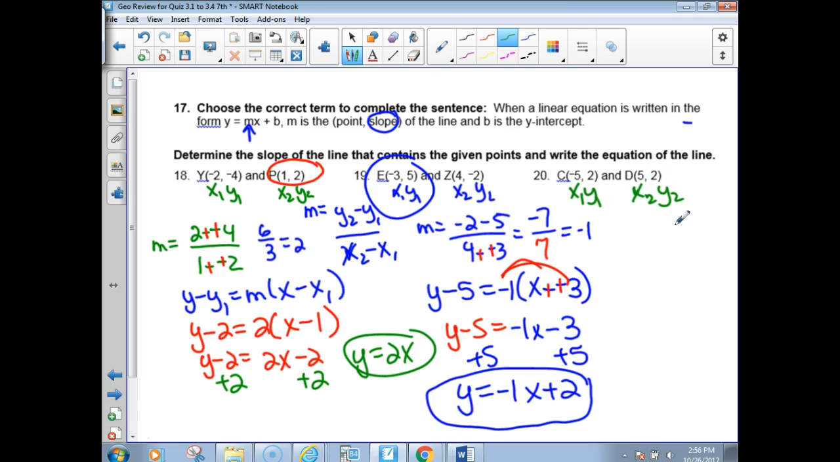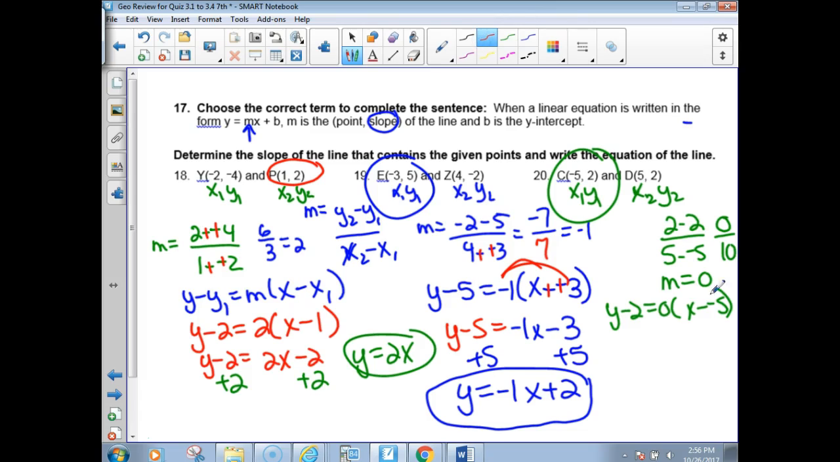Okay, let's look at the slope on this one. 2 minus 2. Uh-oh, the top. 5 minus negative 5. I get 0 over 10, which means my slope is 0. All right, so I'm going to plug in this point. y minus 2 equals 0 times x minus negative 5. Okay, well, wait. 0 times anything is 0. So I actually have y minus 2 equals 0. And if I add 2, I get y equals 2. That is a horizontal line.